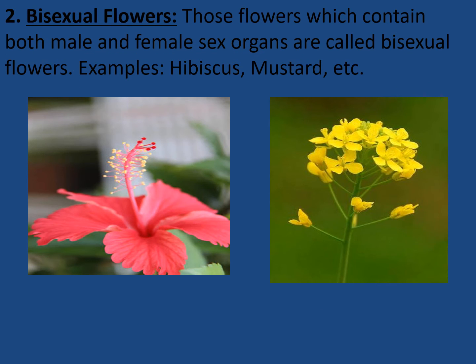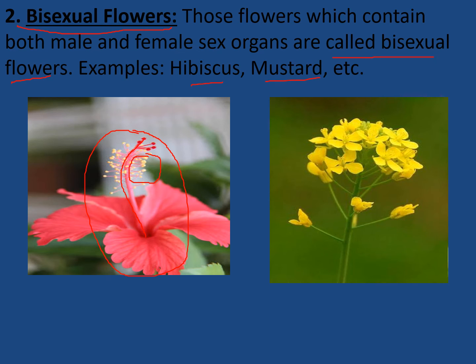Then yes, next is another type. This is the bisexual flower. In the bisexual flower, look here, those flowers which contain both male and female sex organs are called bisexual flowers. Examples: hibiscus, mustard, etc. I am giving only two. In this hibiscus, this is the stamen, the male part, but from here till the last, that is known as the carpel, right? Because of that, this hibiscus is considered a bisexual flower.